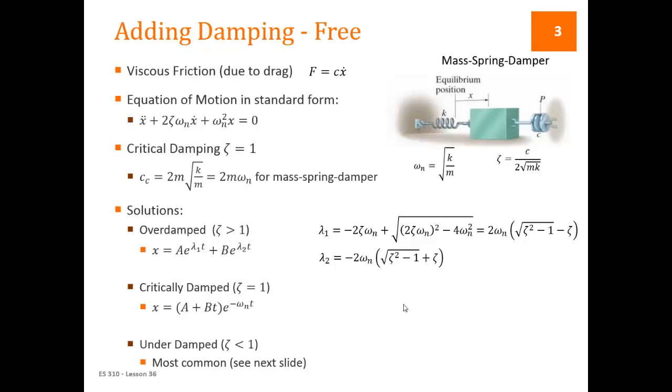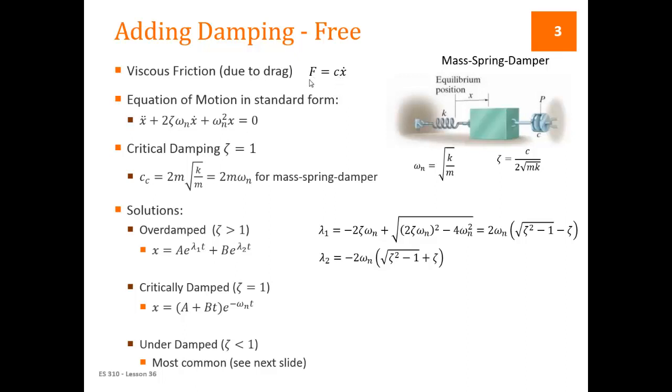What we are adding in this lesson is viscous friction. So this is called damping because it dampens out the vibration, so it slowly decreases the vibration. And we are dealing only with viscous friction, which is proportional to the speed. So the faster an object is going to go, the higher the viscous friction is going to be, which is usually due to some form of drag.